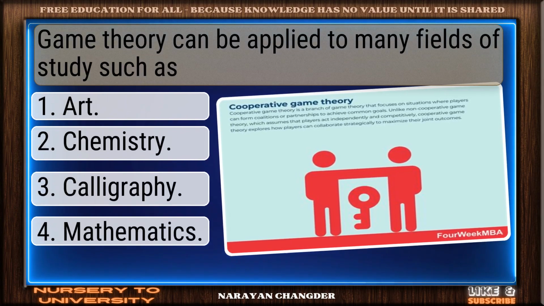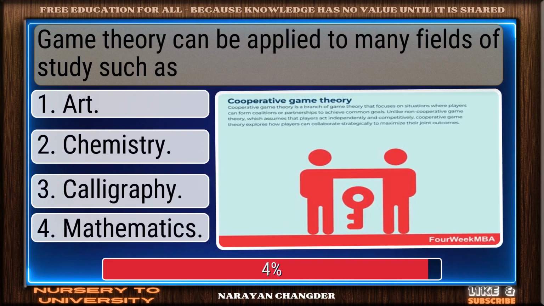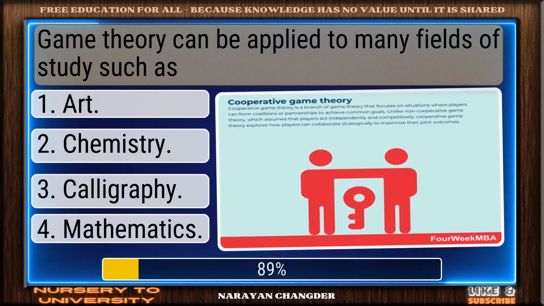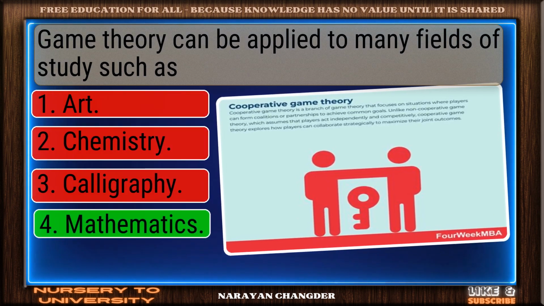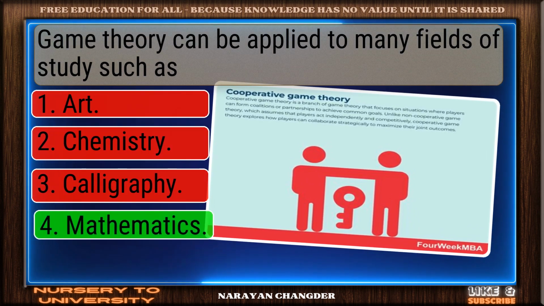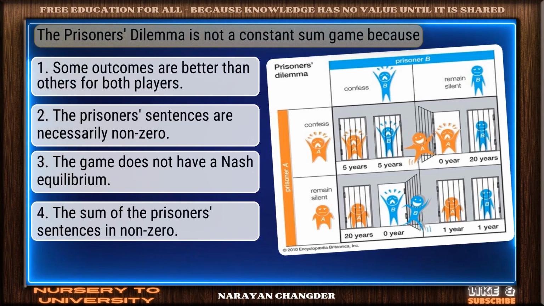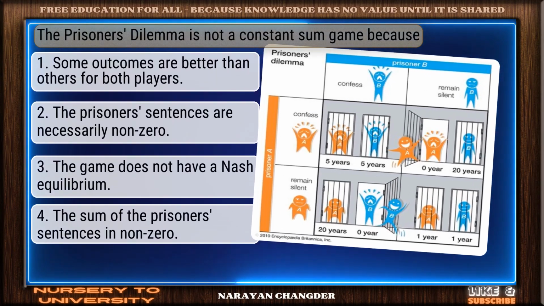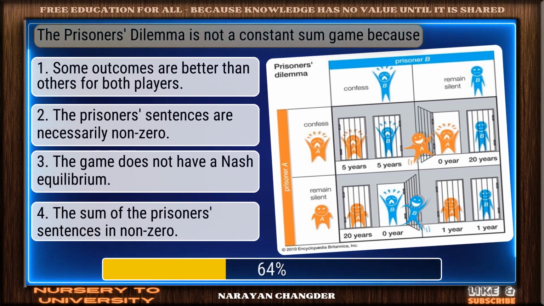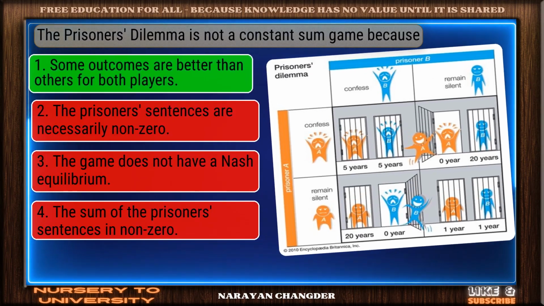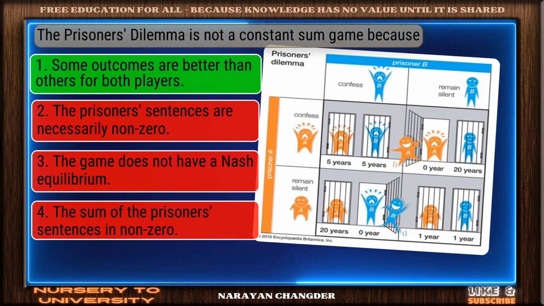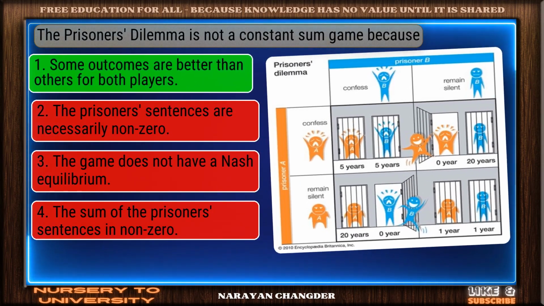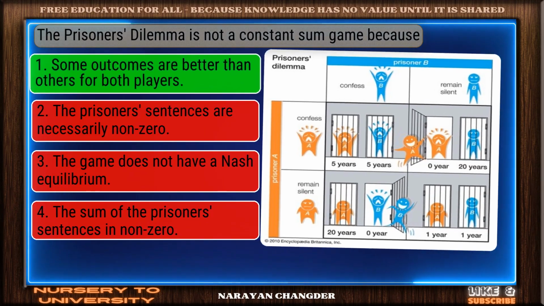Game theory can be applied to many fields of study such as. Great job. Mathematics is the accurate answer. The prisoner's dilemma is not a constant sum game because you're right. Some outcomes are better than others for both players is the correct answer.